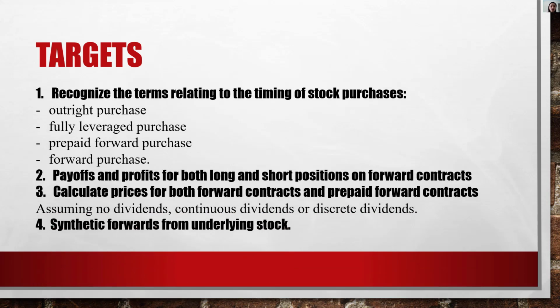The targets of this lesson: first, recognize the four terms relating to the timing of stock purchase: outright purchase, fully leveraged purchase, prepaid forward purchase, and forward purchase. Then how to calculate the payoffs and the profits for both long and short position on forward contracts. How to calculate the prices for both forward contracts and prepaid forward contracts, assuming no dividends, continuous dividends, or discrete dividends. And finally, the synthetic forwards from underlying stock.